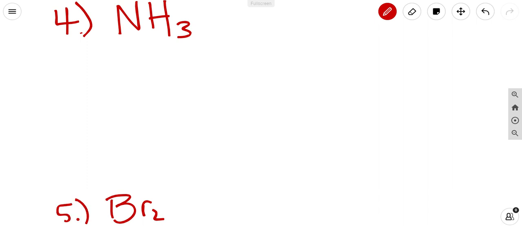Good morning. Today we are going to continue drawing covalent compounds. All right. So we're going to check the two that you were assigned yesterday. First one we had is NH3, nitrogen trihydride.